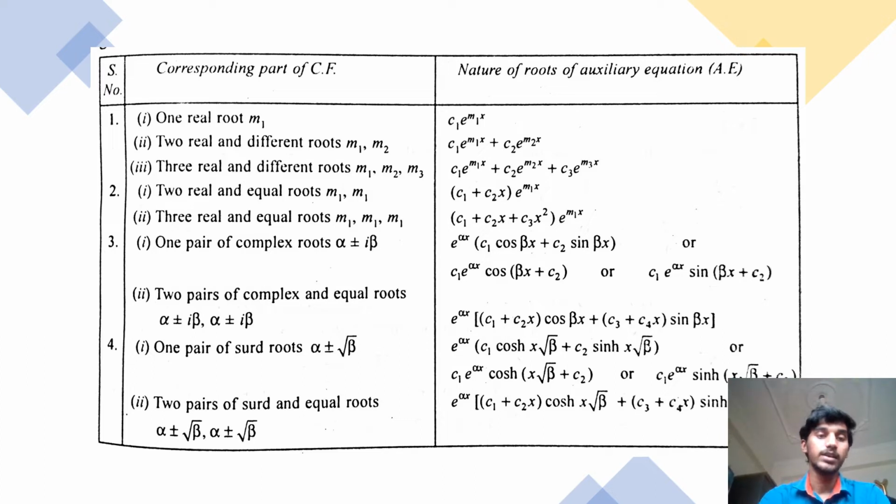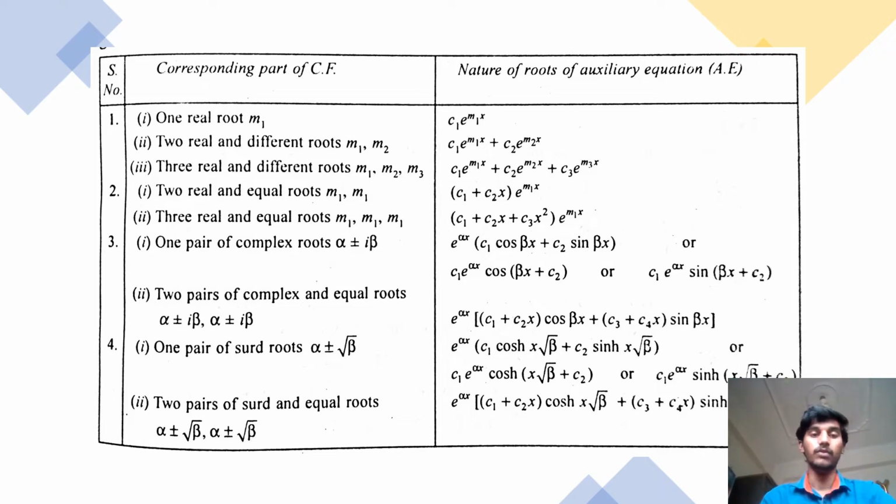Coming to the second part, if two of the given roots are real and equal, consider m1, m1. Then the solution is c1 plus c2x into e to the power of m1x. If there are three real and equal roots m1, m1 and m1, then it will be c1 plus c2x plus c3x square into e to the power of m1x.